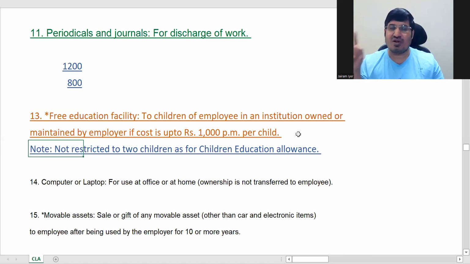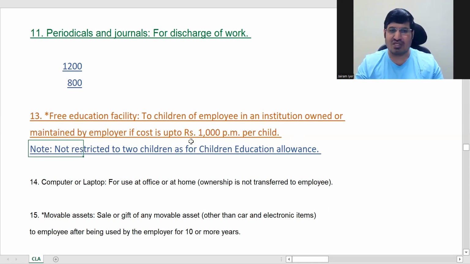ठीक है और इसमें there is nothing like two children. In children education allowance, we had up to a maximum of two children. That is not there here. ठीक है. So this is when that educational institution is maintained by employer himself. Okay, either he is owning it or he is running it, and that's why your child is getting the facility.